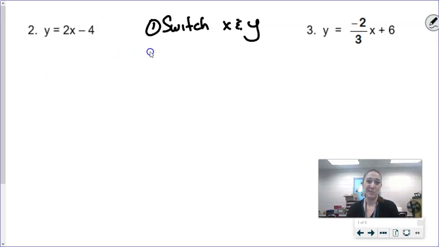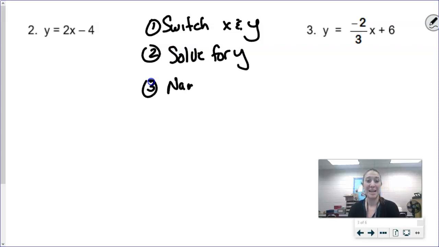And then step 2, and well, there's 3 steps technically. Step 2 is to solve for y. And then step 3, I'm going to say name it. Name it properly is what we're really going for here. So first step, switch the x and y around.